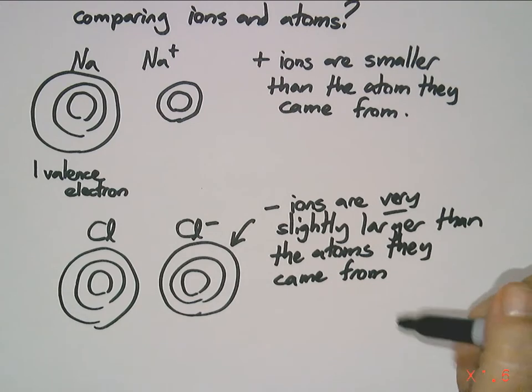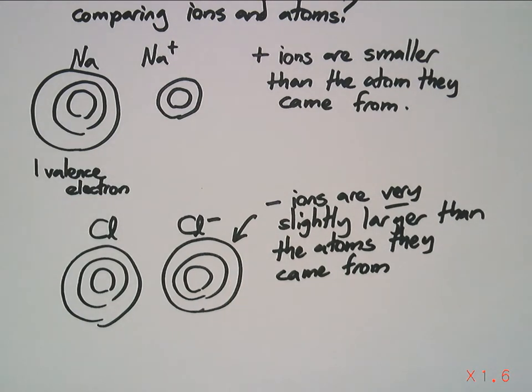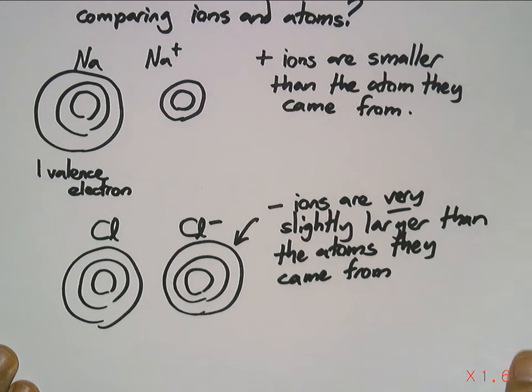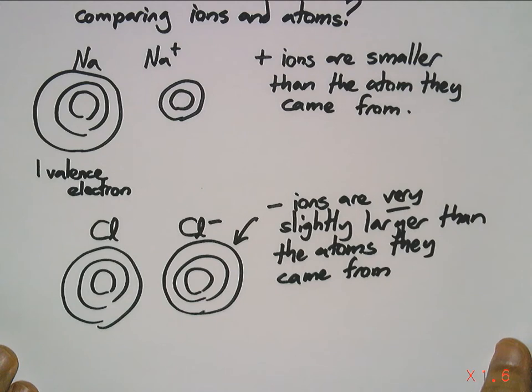Why is that very slightly larger? Well, electrons repel each other, and if you drop an extra electron into the valence shell, they are all going to try and move away from each other. Remember, electrons hate each other. They're all negatively charged. Negative charges repel negative charges. All right. Now, what about isoelectronic series?